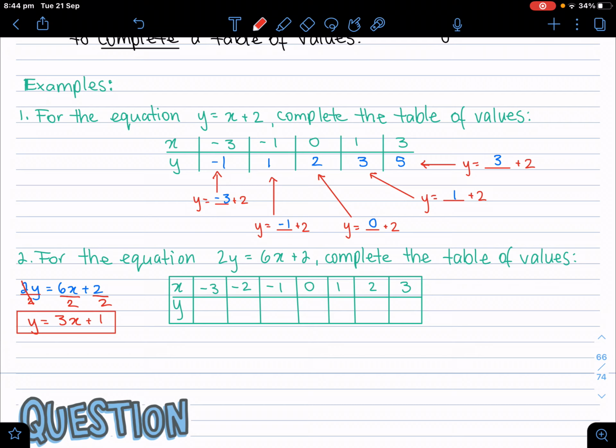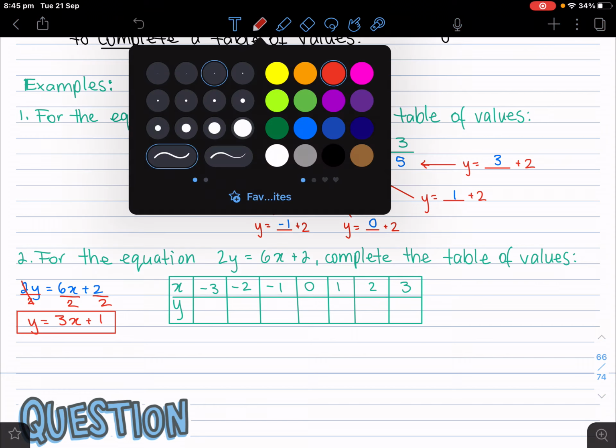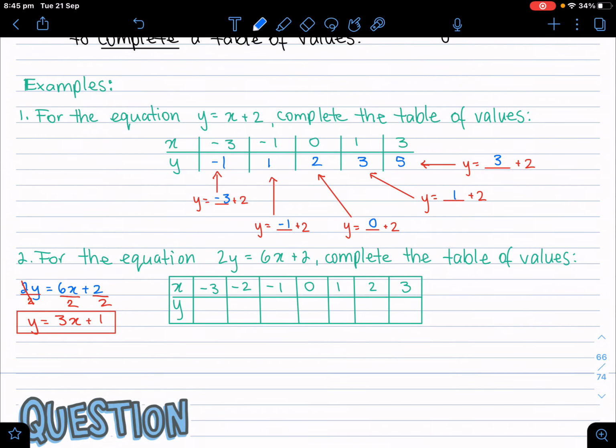So if your formula is not already set as y is the subject or x is the subject, normally y is the subject, then you need to rearrange it before you do that to make that the subject. Okay, so let's plug in these values. The first column, x equals negative 3. So 3 times negative 3 is negative 9. Negative 9 plus 1 is negative 8.